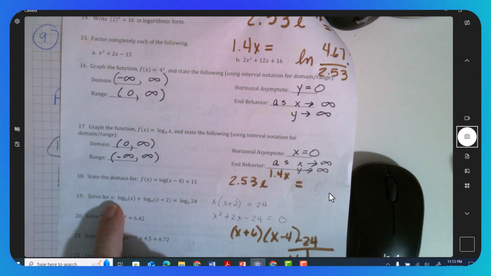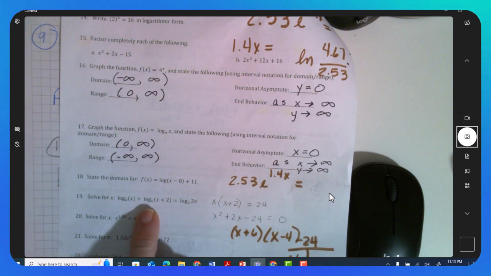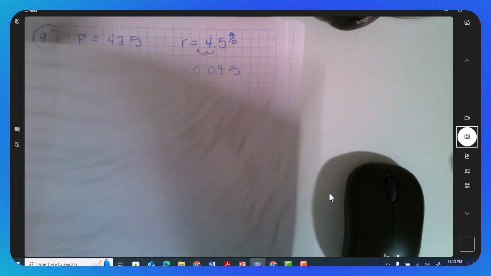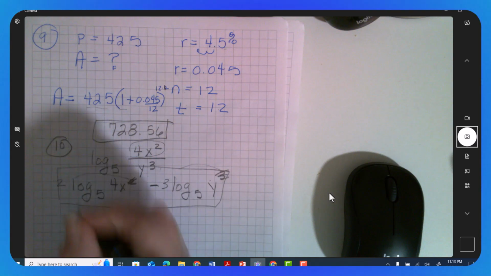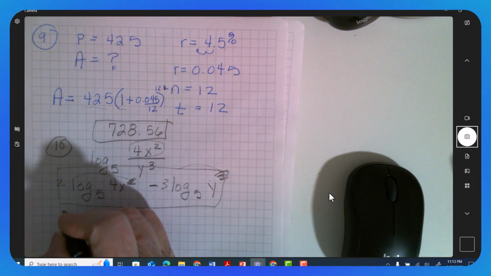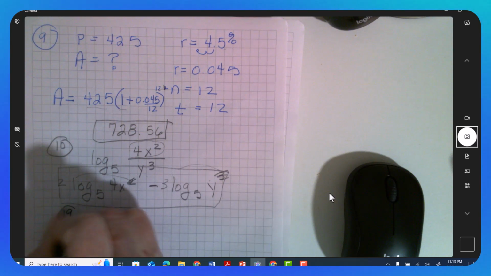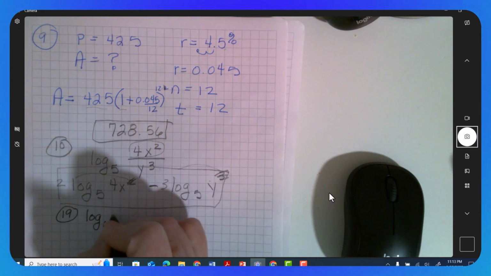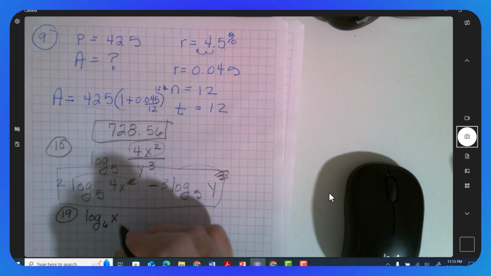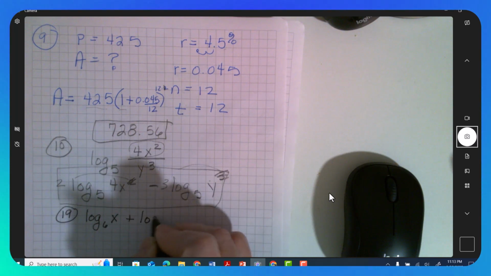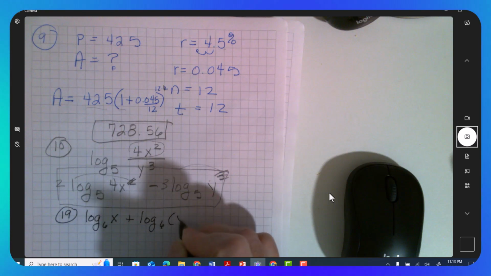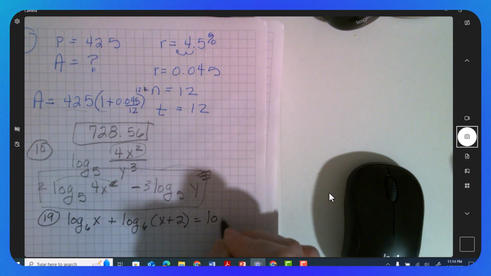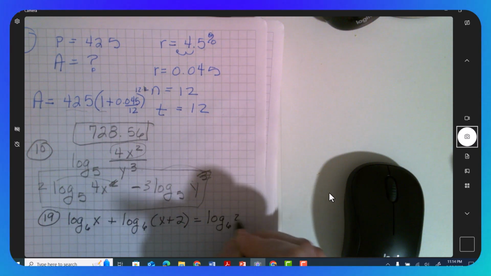We're going to solve for x. Log base 6 of x plus log base 6 of (x plus 2) equals log base 6 of 24. Okay, so that's question number 19. All right, log base 6 of x plus log base 6 of (x plus 2) equals log base 6 of 24.